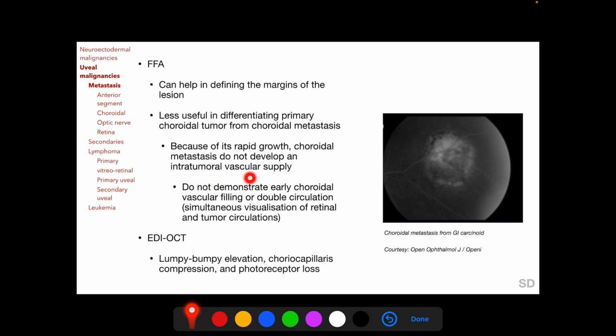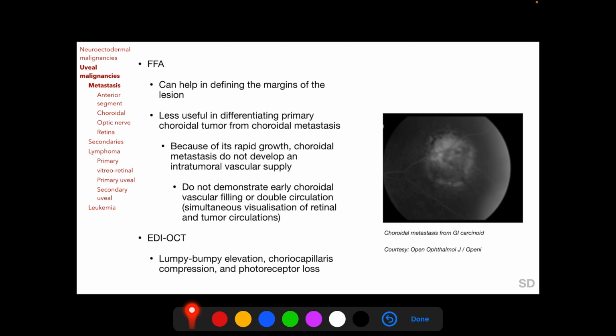And as we have mentioned, because of its rapid growth, choroidal metastases do not develop an intratumoral vascular supply, and so on angiography they do not demonstrate either early choroidal vascular filling or double circulation. Double circulation means simultaneous visualization of dye within the retinal circulation as well as within the intratumoral circulation.